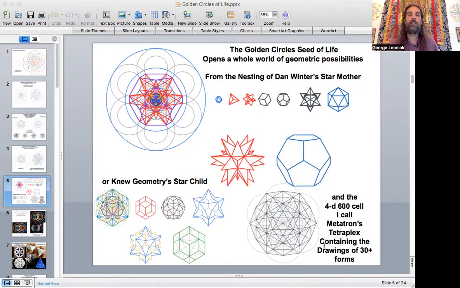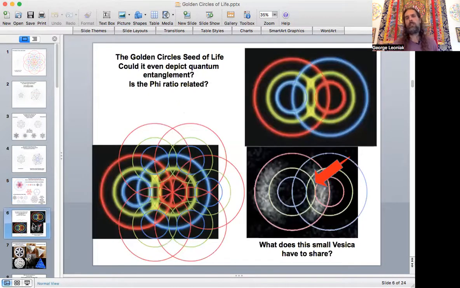So check out Metatron's tetraplex video and all the forms that I'm just scratching the surface with here. Now, we're going to shift gears a little bit. This has always been speculative to me, and it's just really a slide to open us up to the next level of looking at some of these 3D models that I have around me.